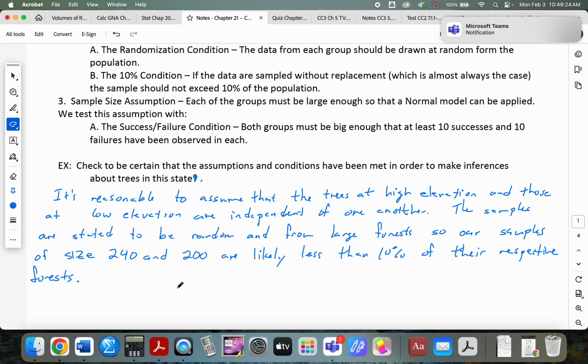I was talking to somebody about this weekend. I don't remember who it was or why it even came up, but we're talking about how in statistics your wording is always hedging your bets. It's reasonable to assume, it's likely that they're less. I mean, you're always doing things like that. Okay?